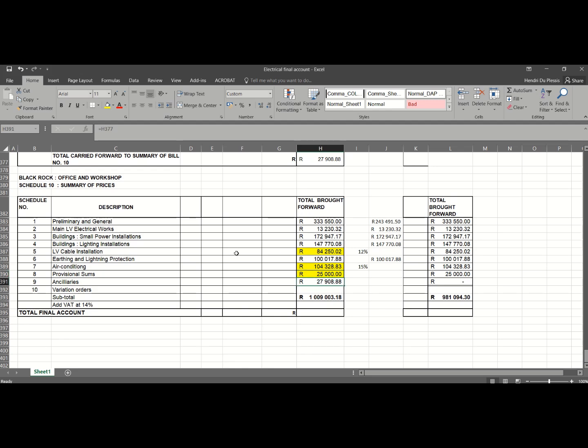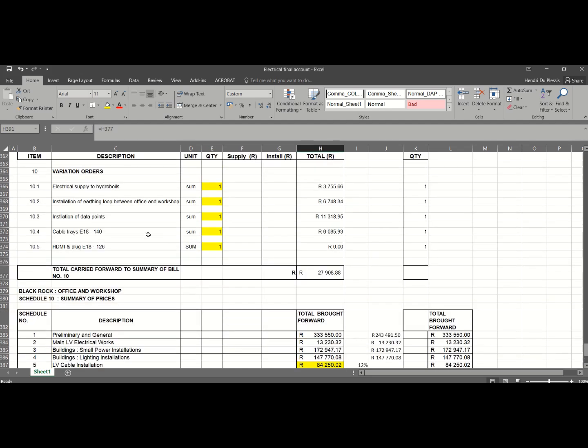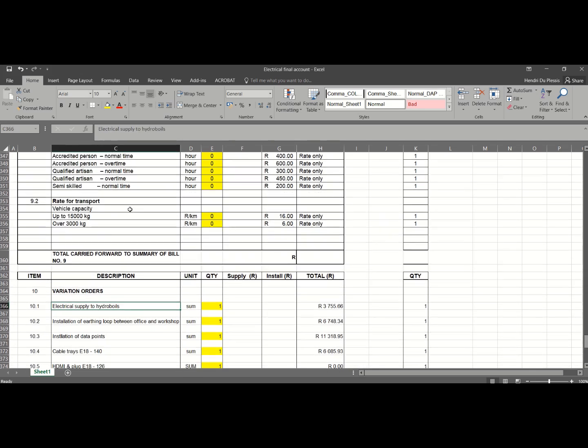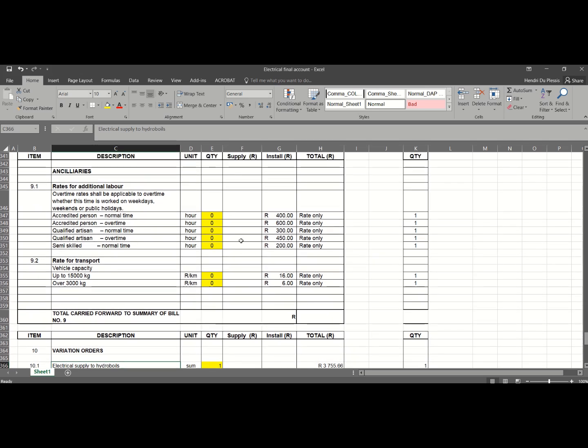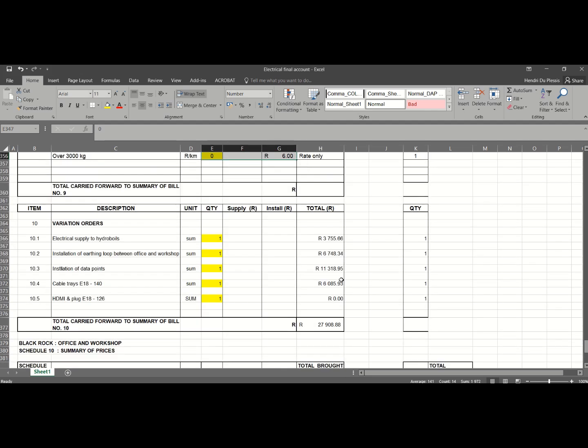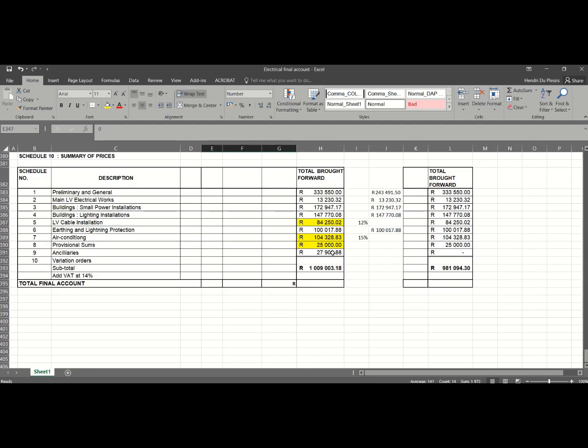And then your auxiliaries, let's see what's included there. Electrical hydro boils, yes, that should be included. Oh, this is the variation orders. This is just the auxiliaries. These were rates for labor only, so I'm going to exclude them as well. They won't be applicable to my new building.